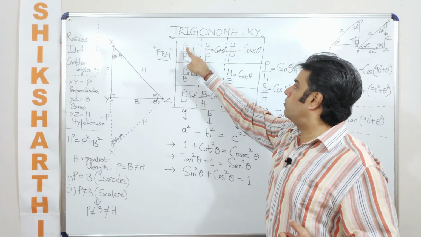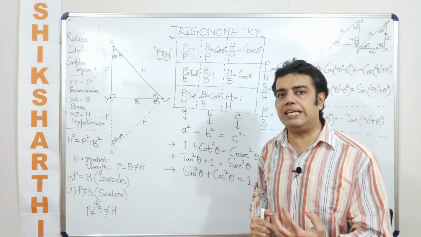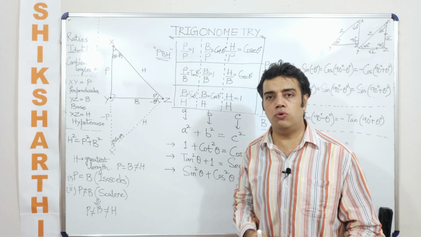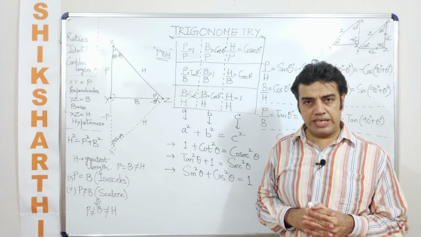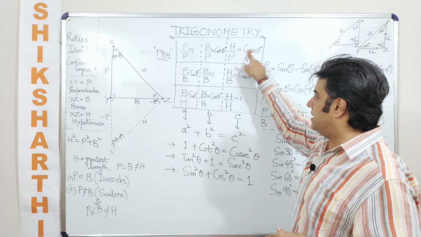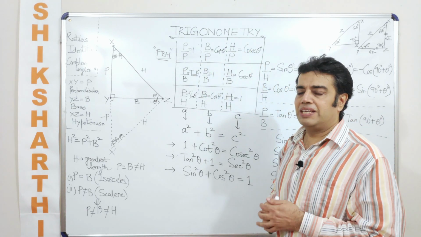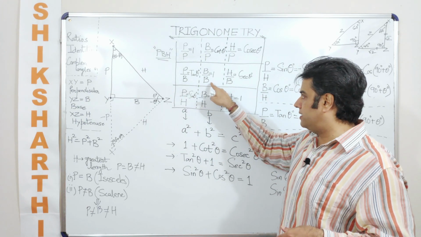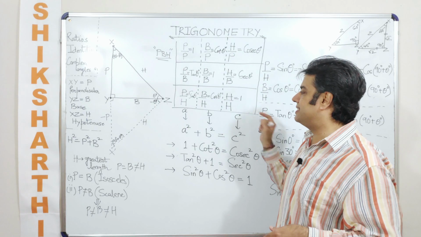How many cases have I made? 1, 2, 3, 4, 5, 6, 7, 8, 9. And it was very easy to make these cases. How? You will take the numerators as PBH, right? Once you have taken the numerator as PBH, in all these 3 cases, you will take the denominator as P only. In the next 3 cases, you will take the denominator as B only. And in the final case, you will take the denominator as H only.